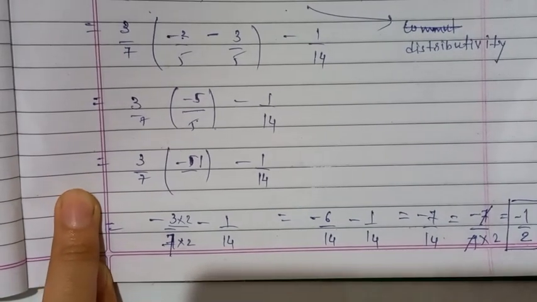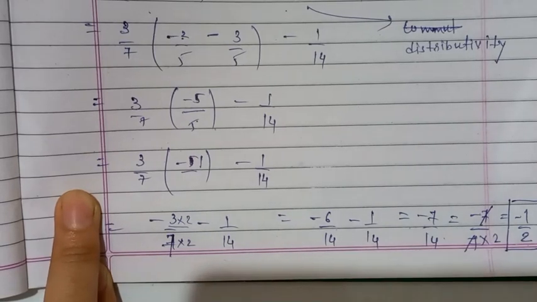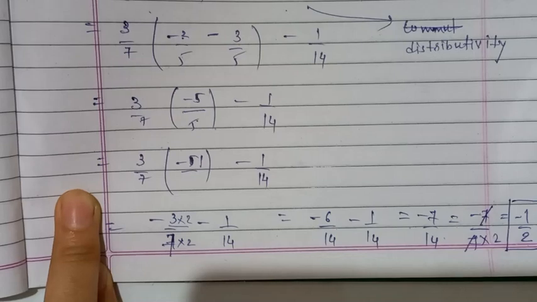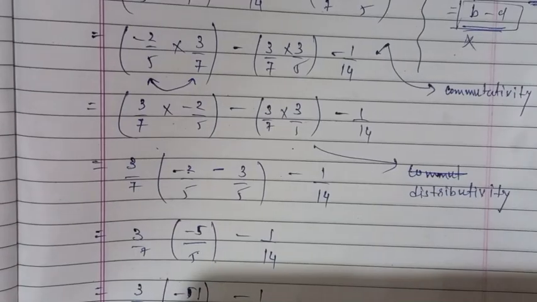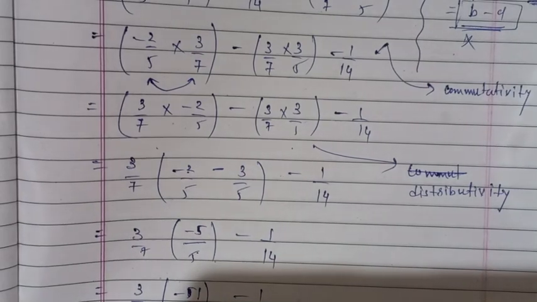So we changed the process, but our answer is not changed. The process becomes simple when we use these properties, commutativity and distributivity. Now let's see another example.